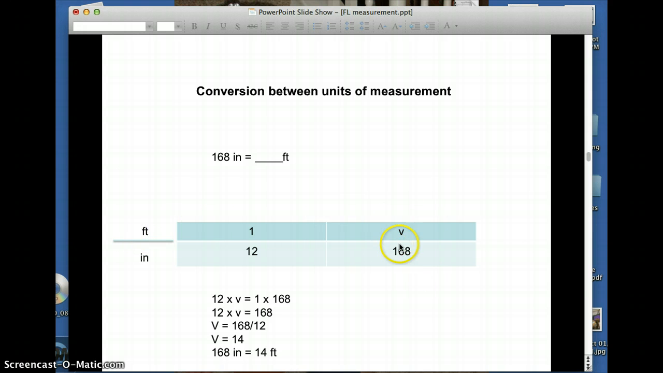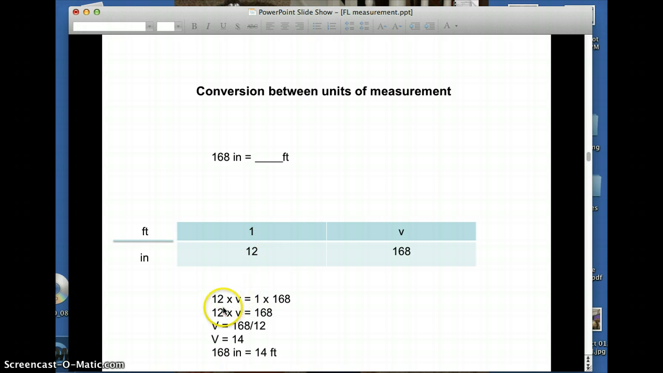And then on the second side of the box, you put a variable. Any variable we talked about when we were looking at variables and expressions will work. So I'm going to use v because I don't know how many feet there are. It's a blank. And 168 comes from my problem because I know 168 inches. So if you look, the top part of your box is all in feet, and the bottom part is all in inches. The first section of this box can all be found on your formula chart.